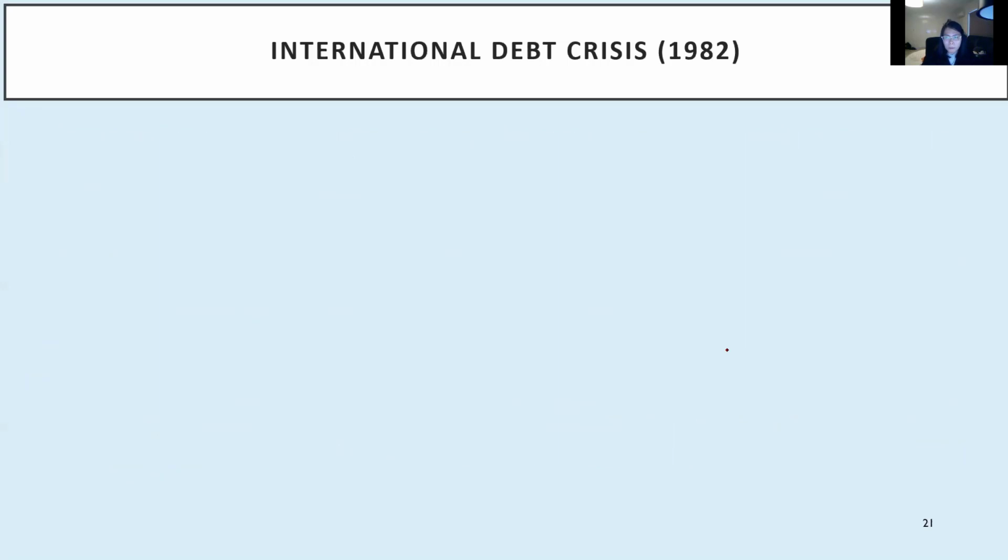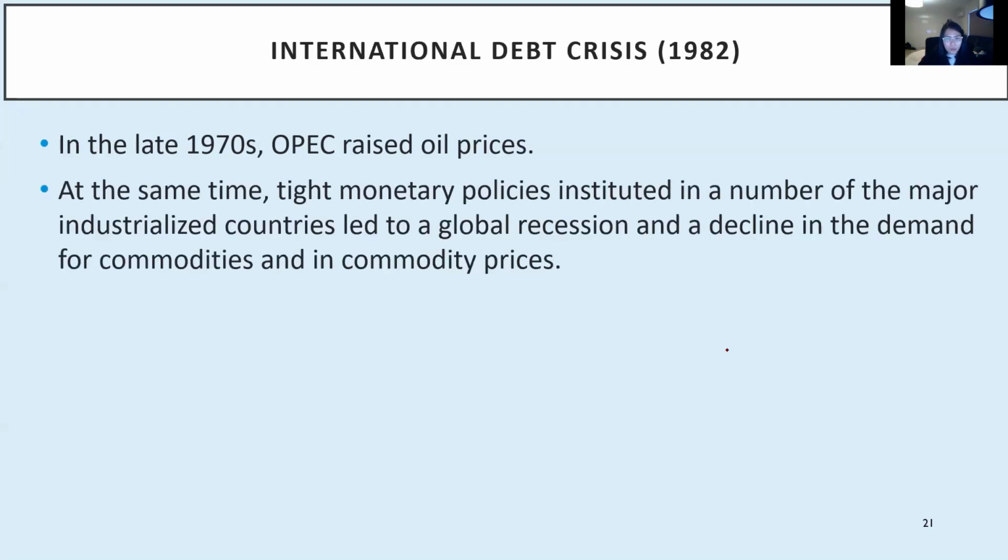So the investments were okay, but up until a point where the oil producers decided to raise their oil price. Okay, so in the late 1970s, the OPEC countries started to raise their oil price, and at the same time, we see a recession in big countries around the world, right? In industrialized countries, and because of the recession, these countries started to demand less of their commodities.